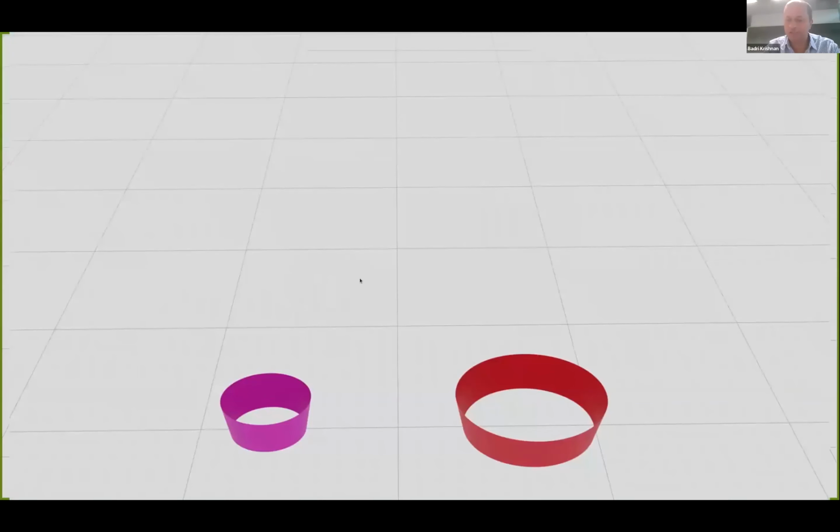Where is that? Here. Okay, can you see the screen?